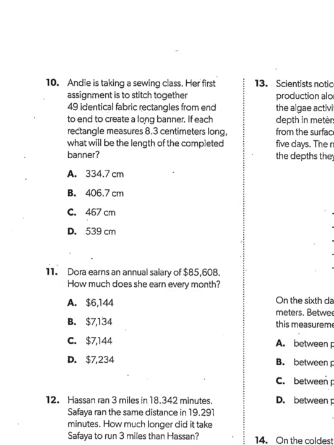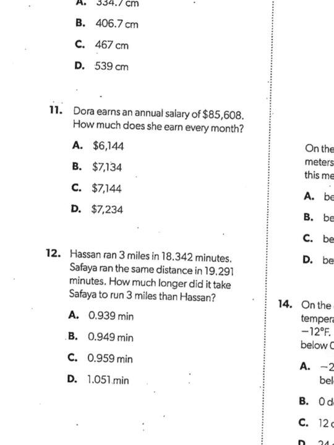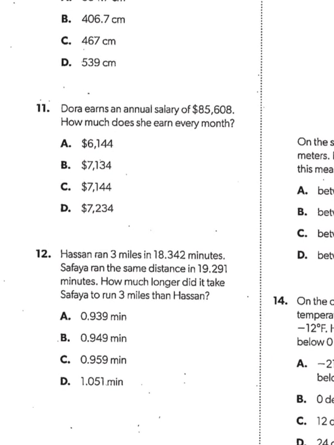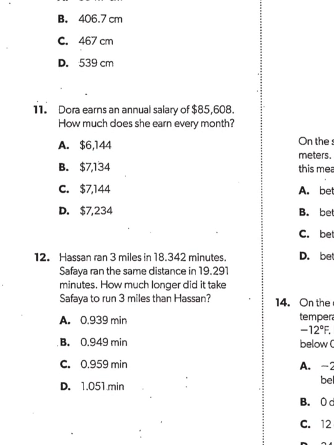Number 11 over here says Dora earns an annual salary of $85,608. The key here is, and it says how much does she earn every month. So if it's an annual salary, that means every year she's earning this much. So every year it's 85,608. How much does she earn each month? So remember, how many months are there in a year? That's key here. There's 12, right? So that's what I'm going to tell you. You can figure out the rest on your own.